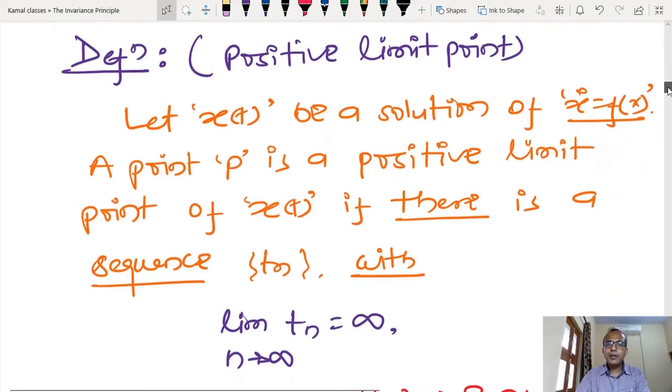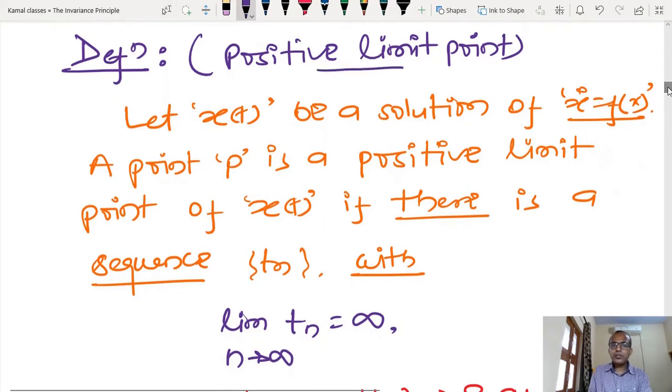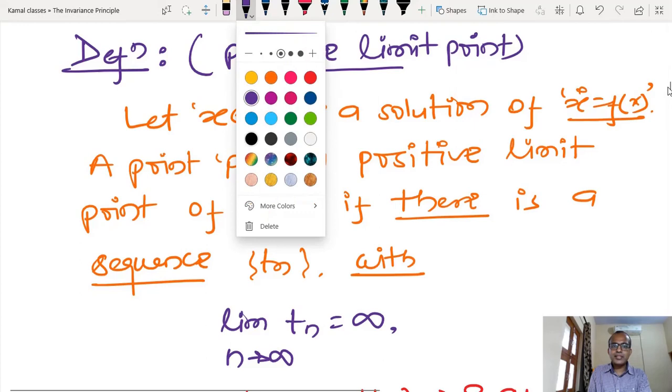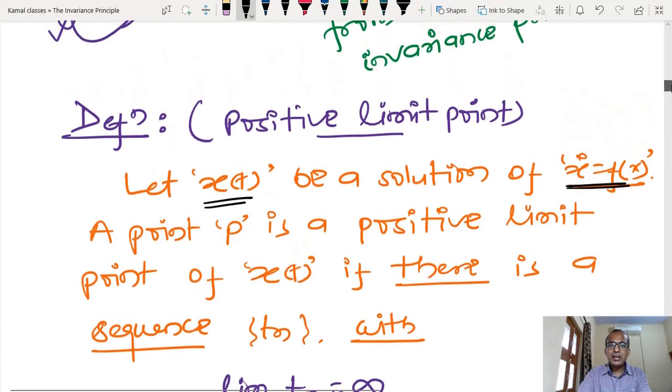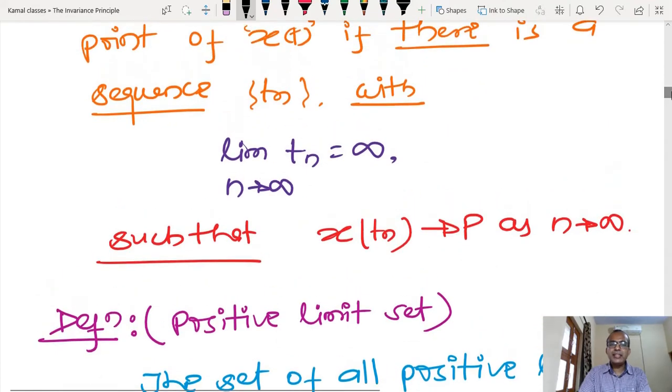The first definition is about the positive limit set. The definition is not so difficult to understand. Suppose x(t) is the solution of some autonomous differential equation x dot equals f(x), and a point p is a positive limit point of x if there is a sequence t_n, with t_n tending towards infinity as n tends towards infinity, such that x(t_n) tends towards p as n tends towards infinity.